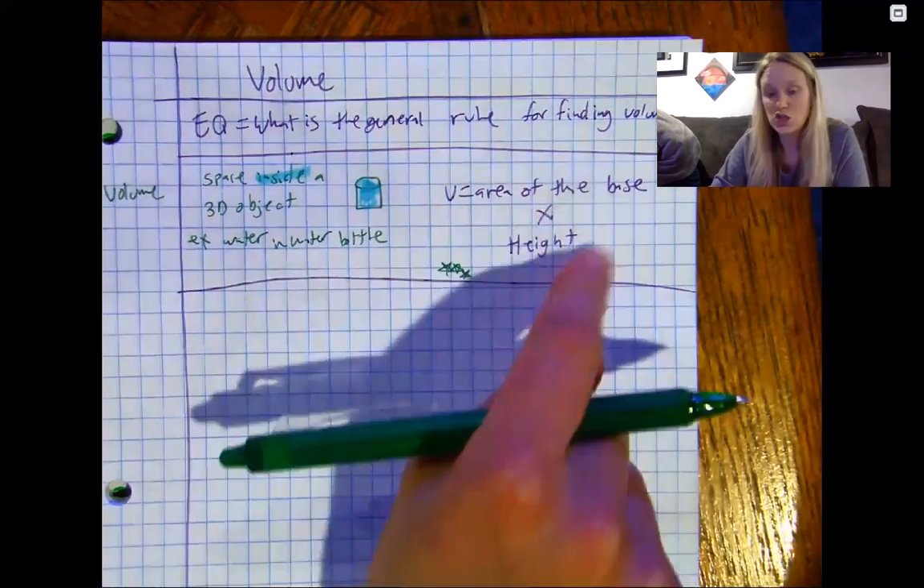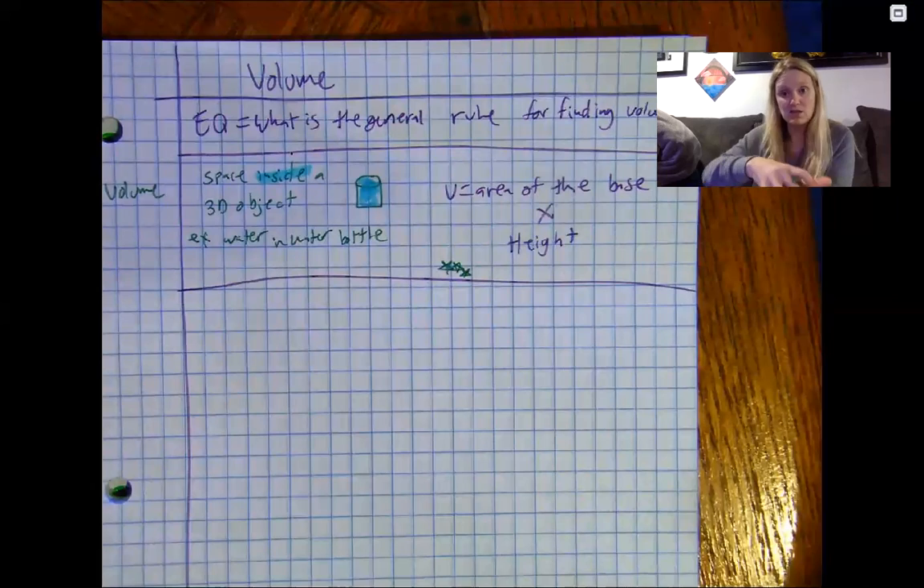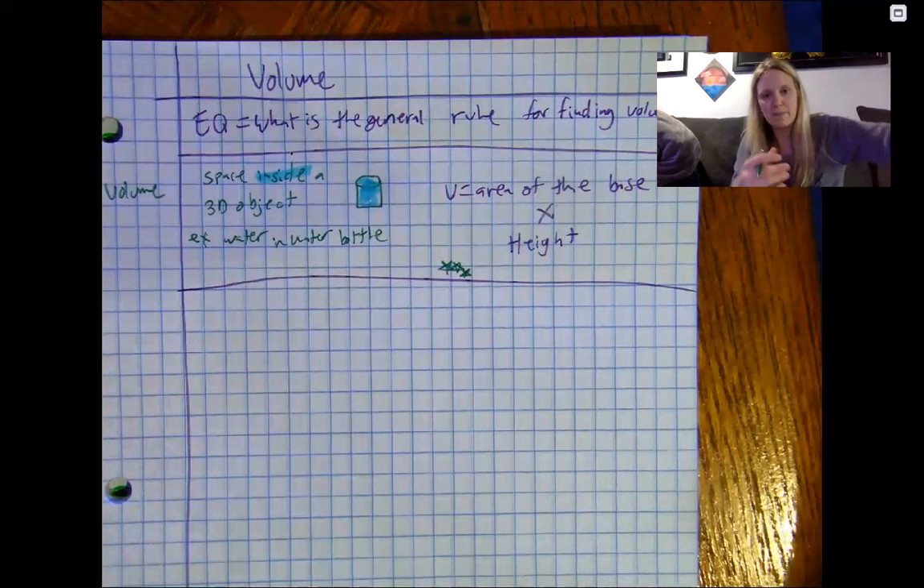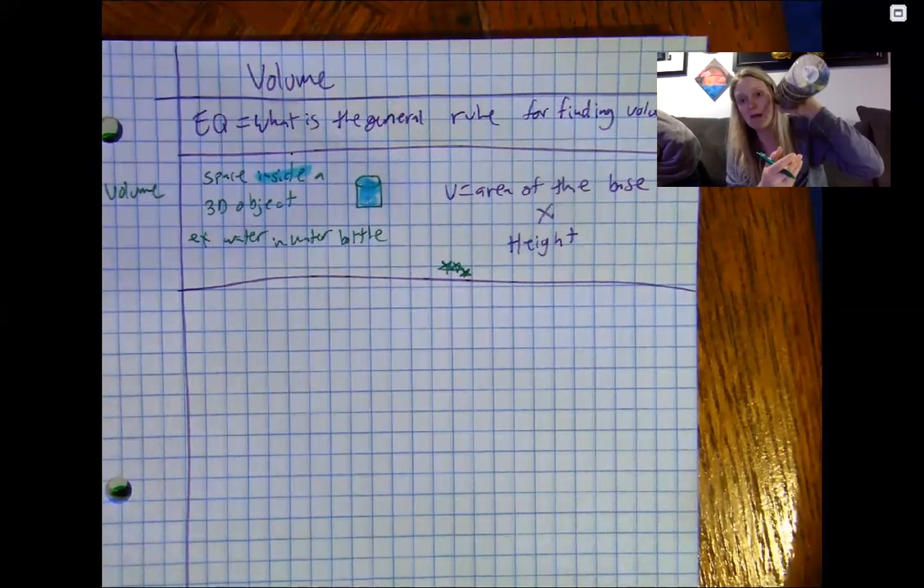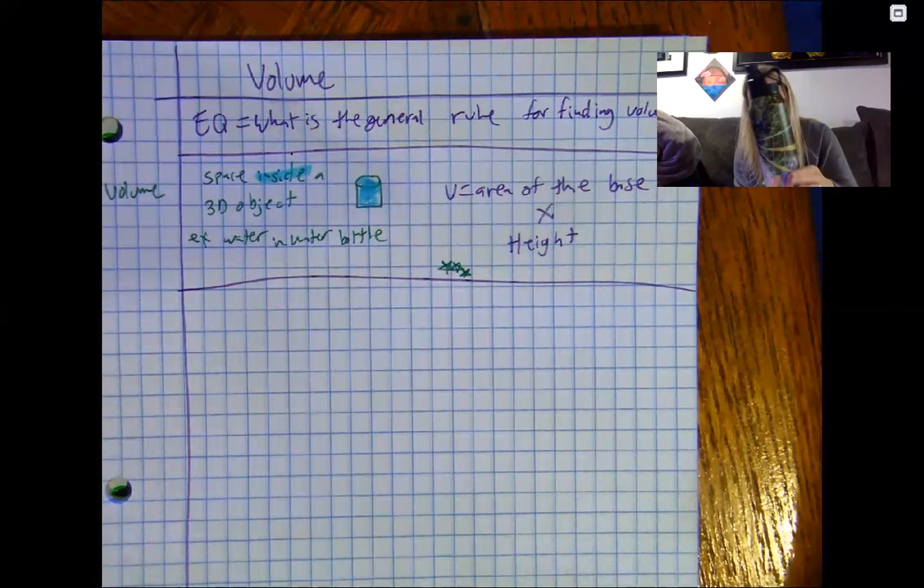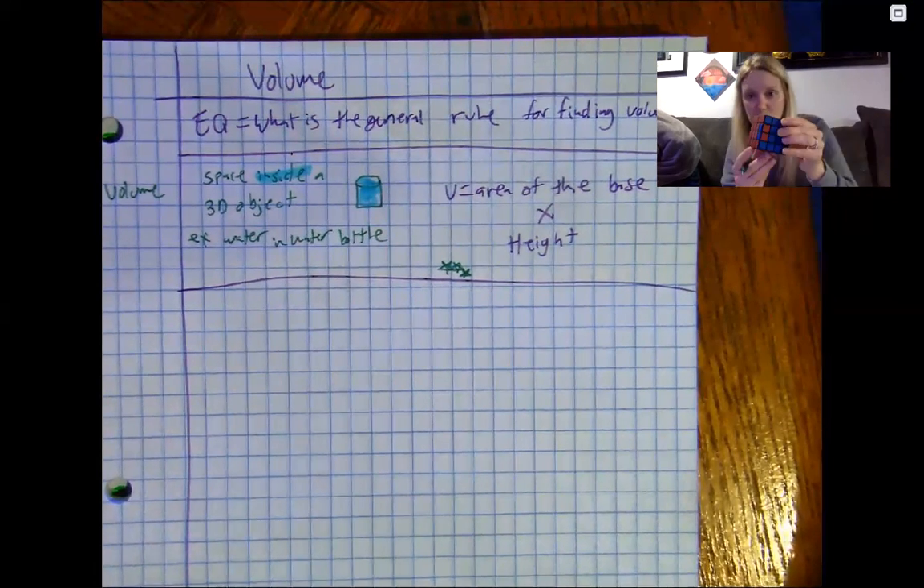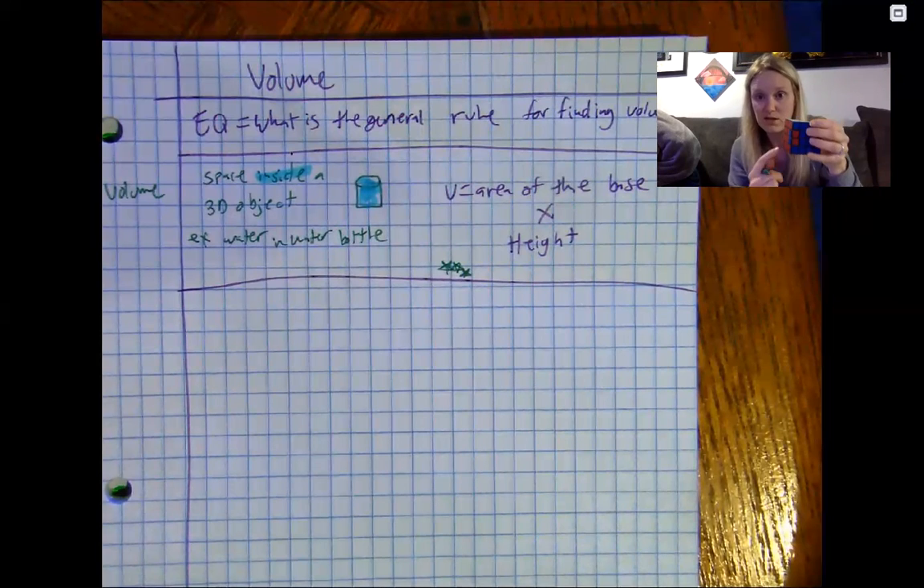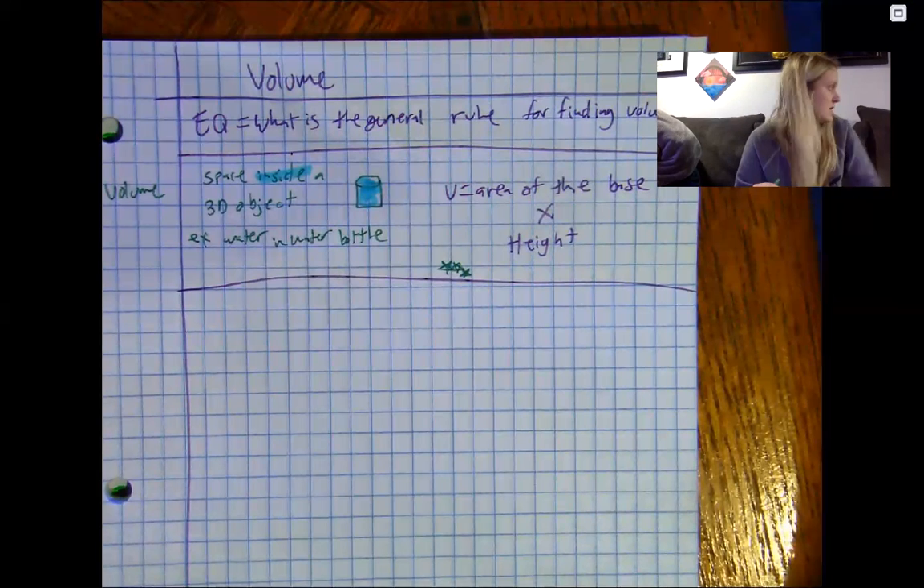So in general, it's the area of the base times how tall it is. Like this would be the area of the base, which is a circle, times how tall it is. We know how to find the area of a circle. We did that in our last unit. So area of the base times how tall seems pretty simple. For this Rubik's Cube, which is a cube, it's the area of the base times how tall it is.